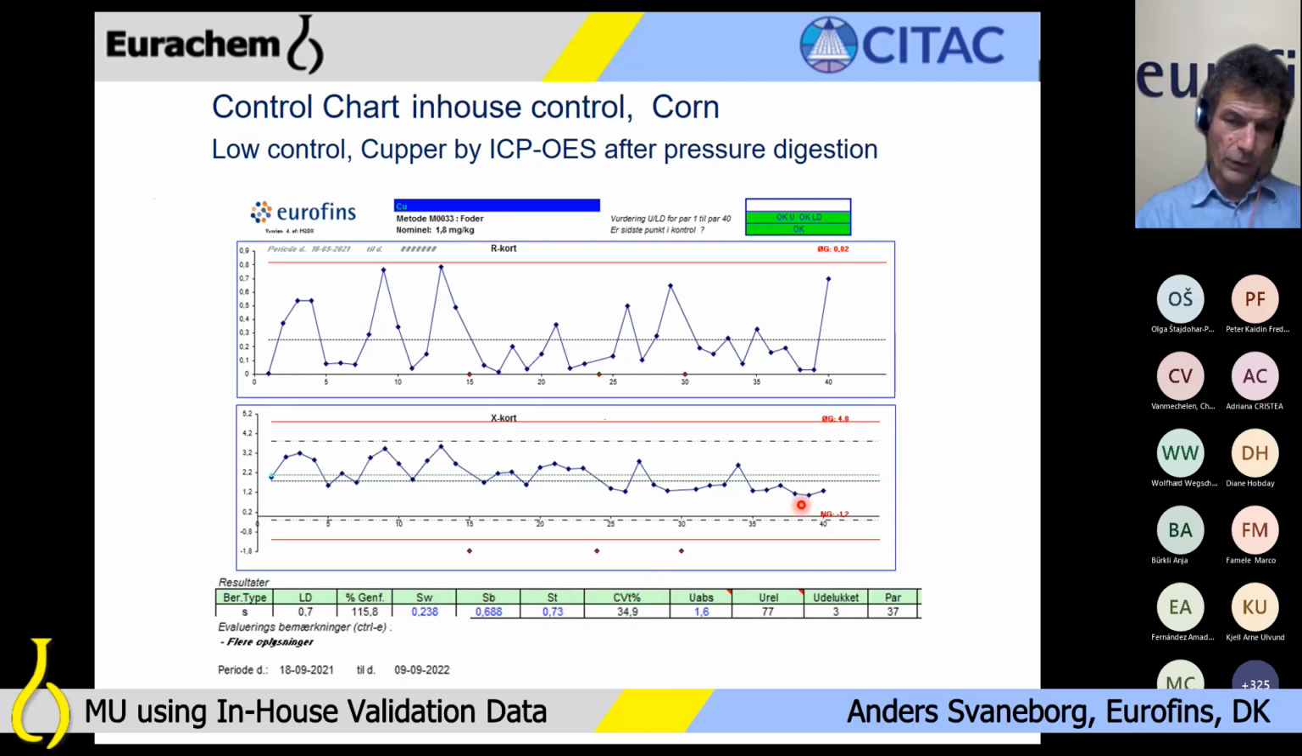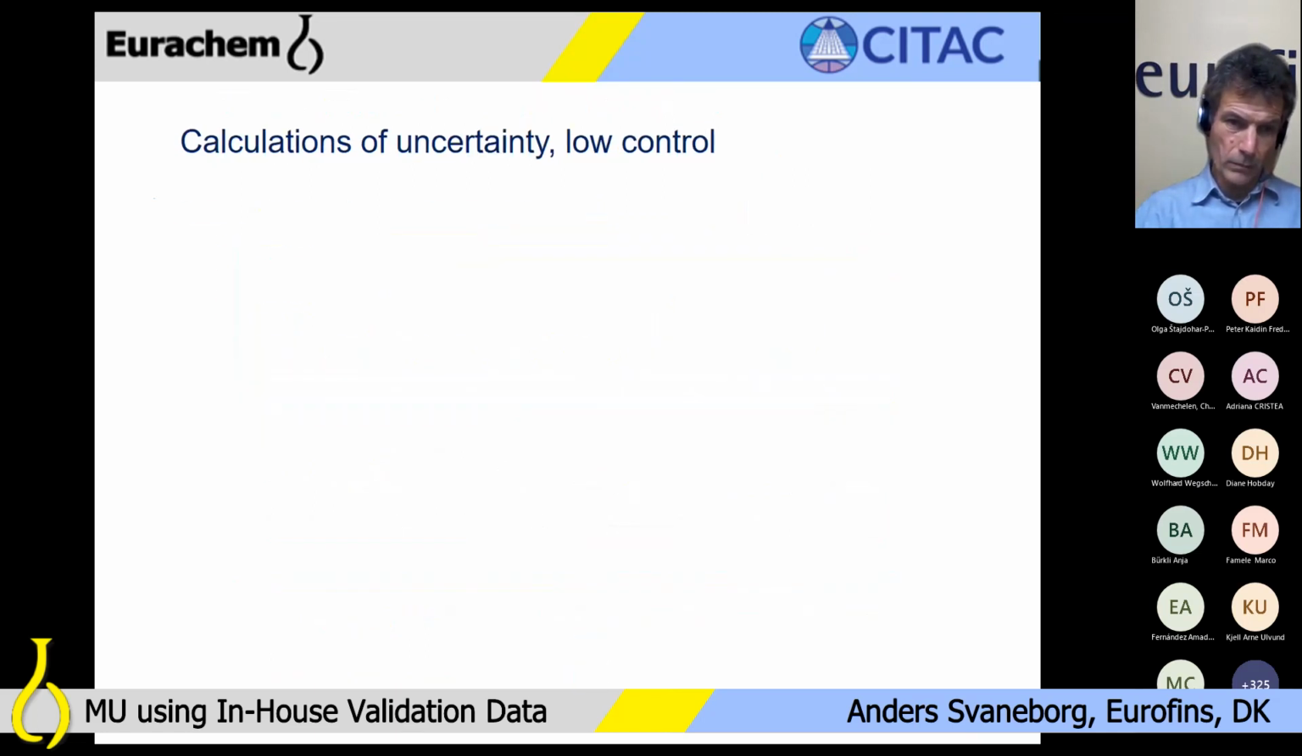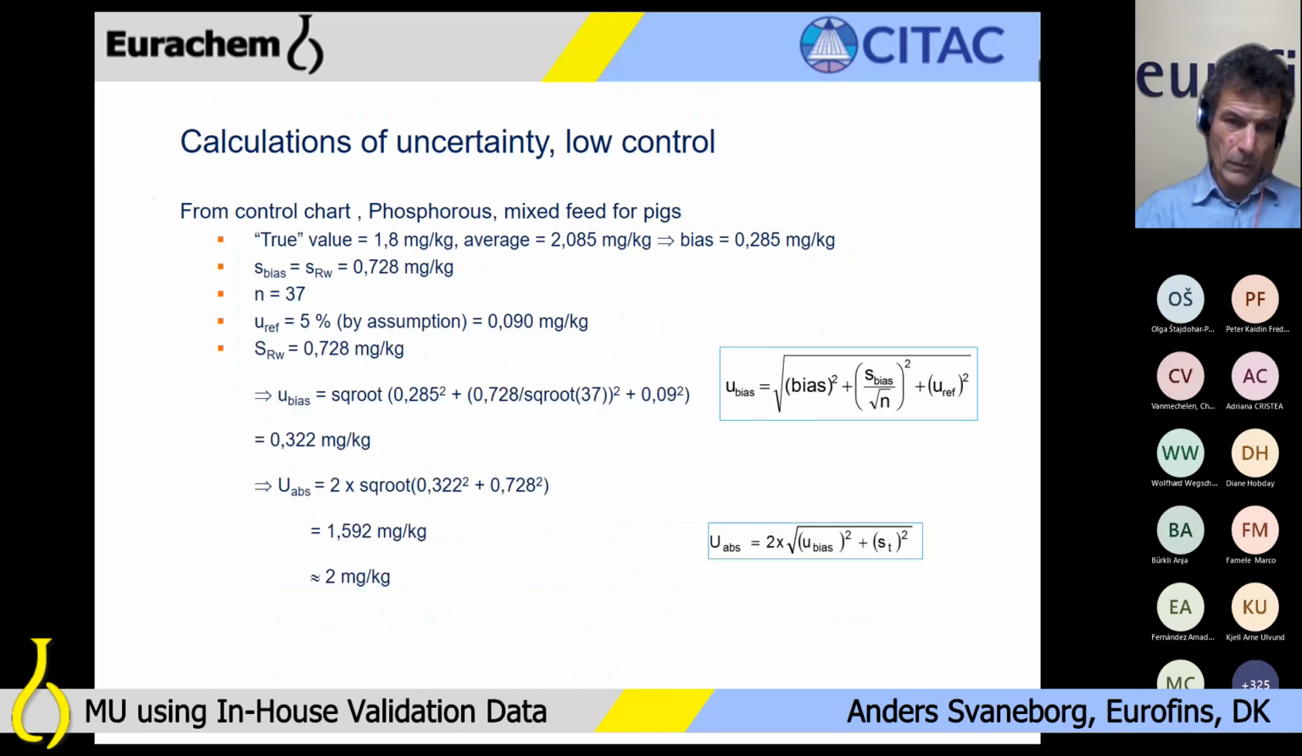Yeah, this is a low control sample. It is corn, and we measure copper again by ICP-OES after pressure digestion. And the low control level of this sample is near the LOQ of the method. Again, we have in the bottom the calculations. And you see here, we have the formulas again. For the low control samples, we use absolute values for the components that is included here in the formula.